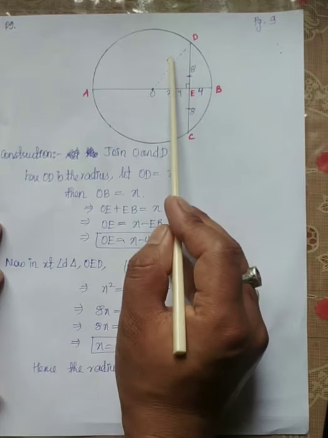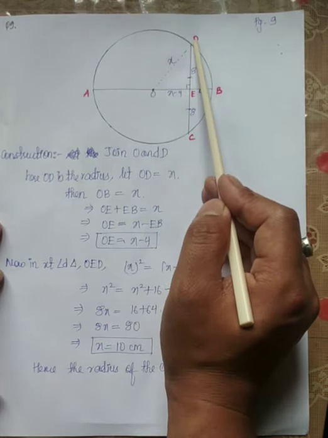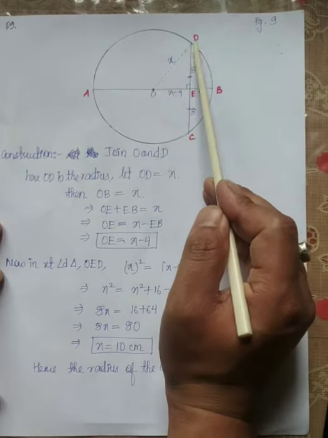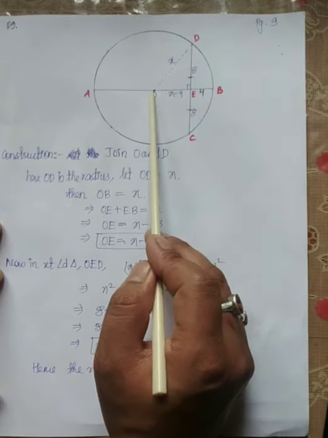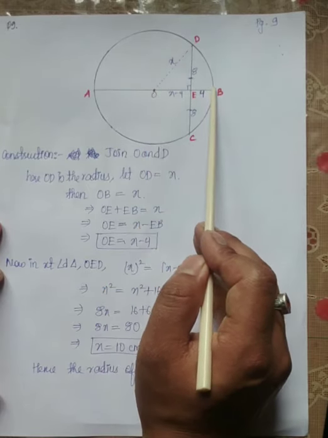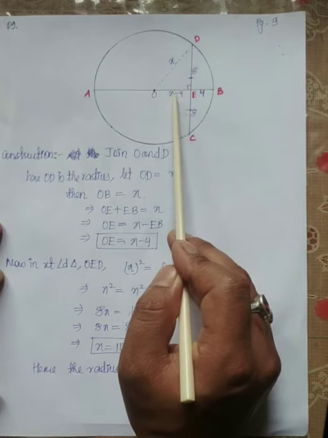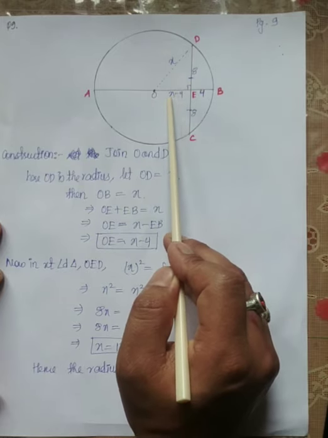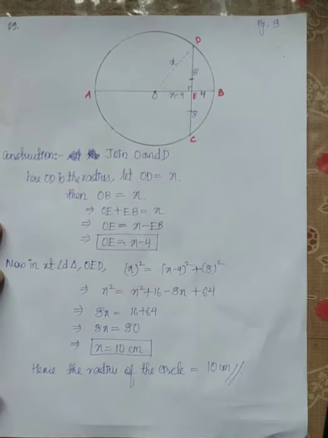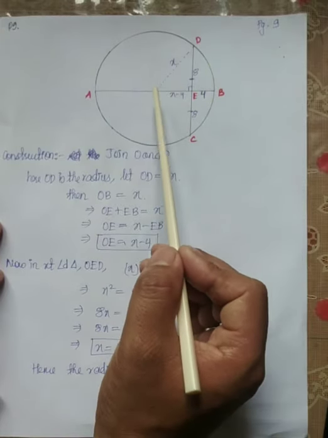I have assumed this as X. So from here to here it is X. It is the radius. If from here to here it is X, then no doubt from here to here is also X, isn't it? But this value is 4. So therefore from here to here will be X minus 4. I hope you're clear. Great. So therefore the right angle triangle out here is this OED.